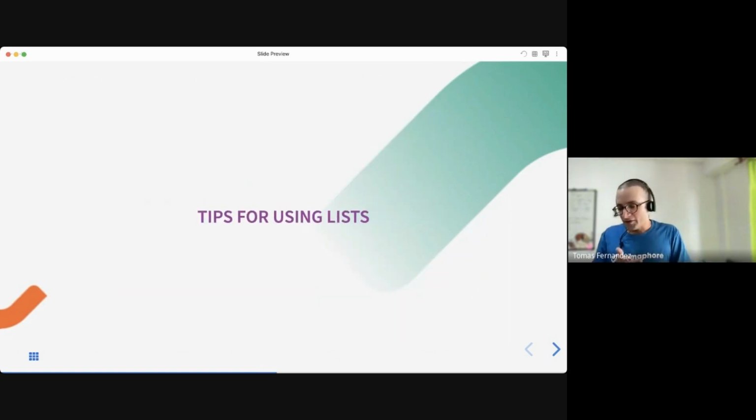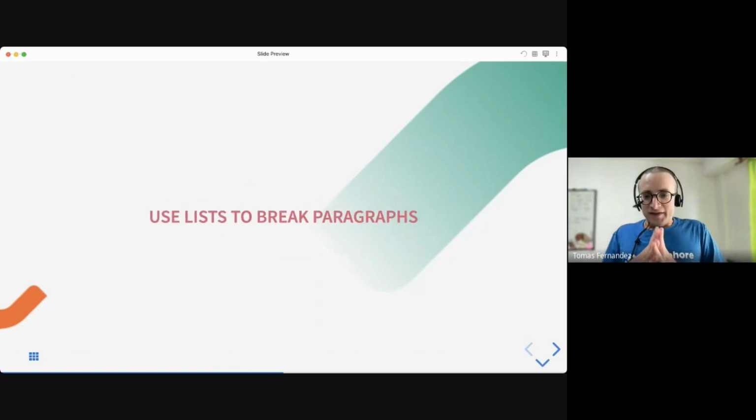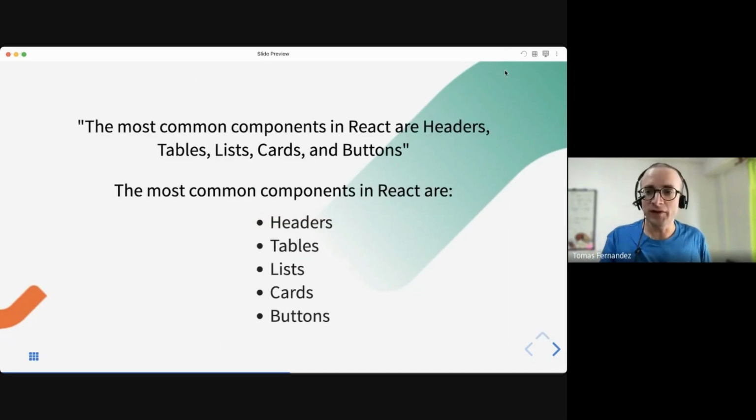So another thing, since we're discussing non-paragraph elements, is lists. We use lists in many ways. It's a good practice to use them to break paragraphs. So the first example is one sentence with a lot of elements, and breaking the paragraph into a list makes it more readable, more scannable. So it's a good practice to have that in mind. When you have three or more, normally more than three, it's a good candidate for a list.